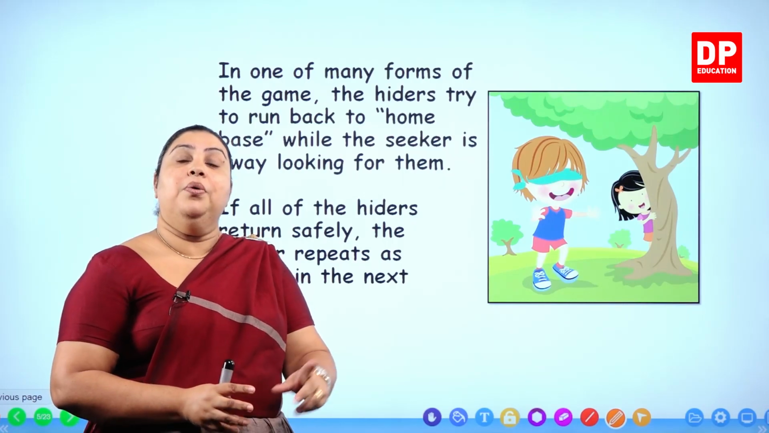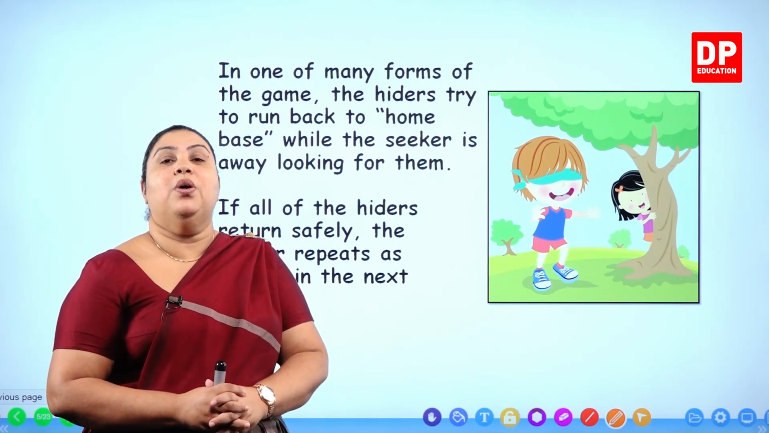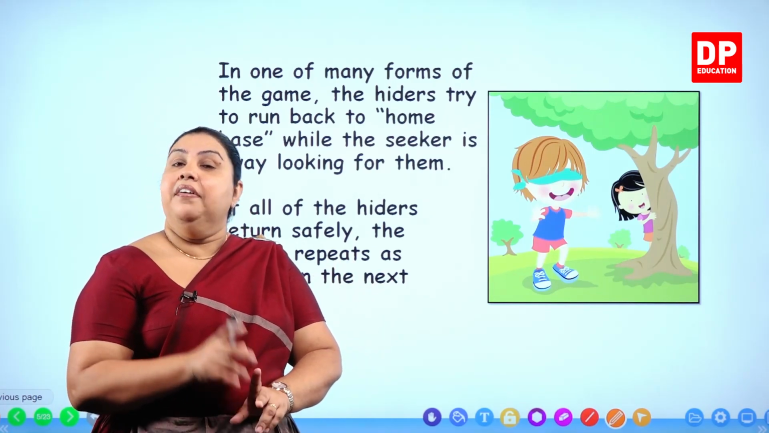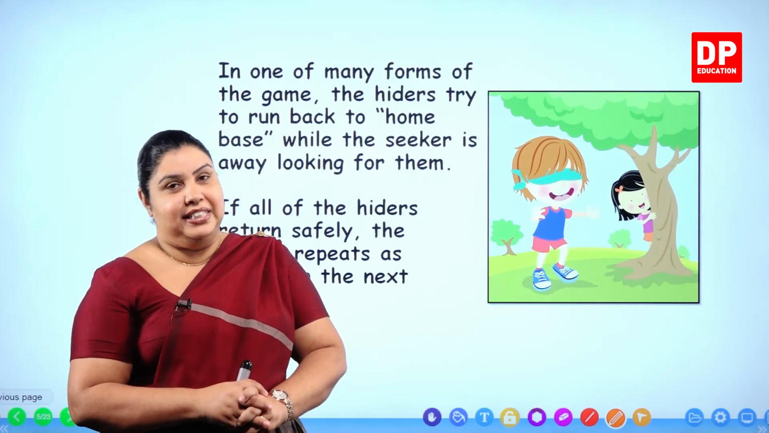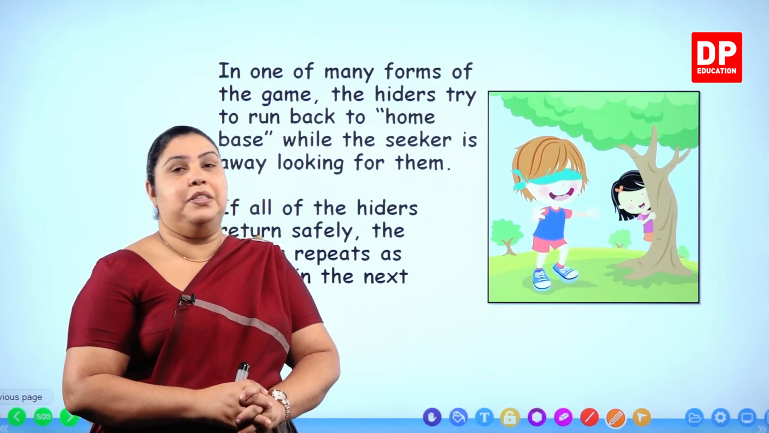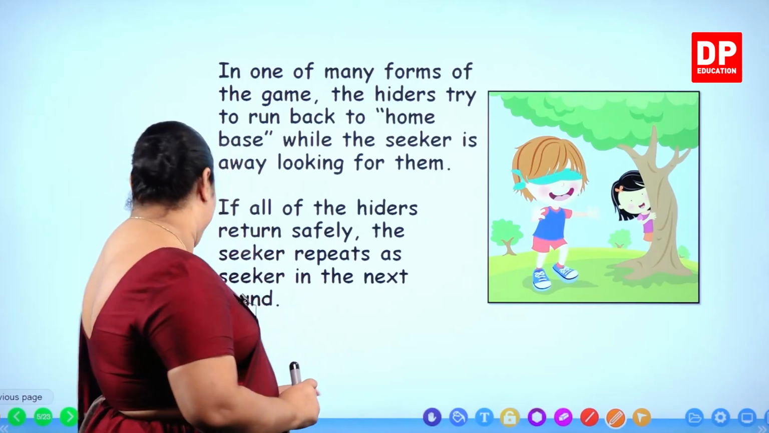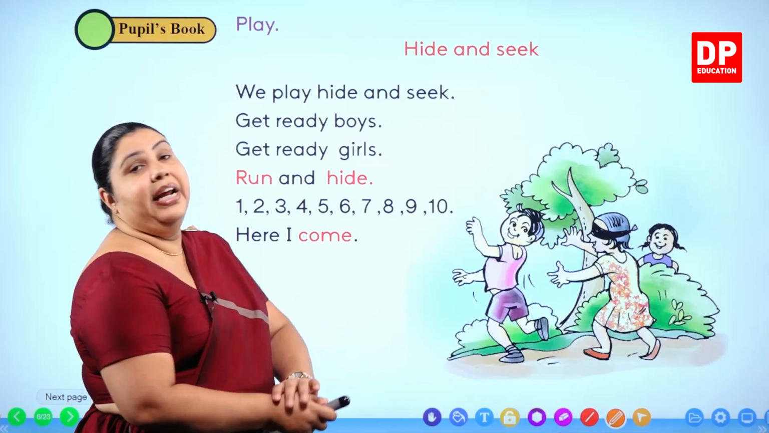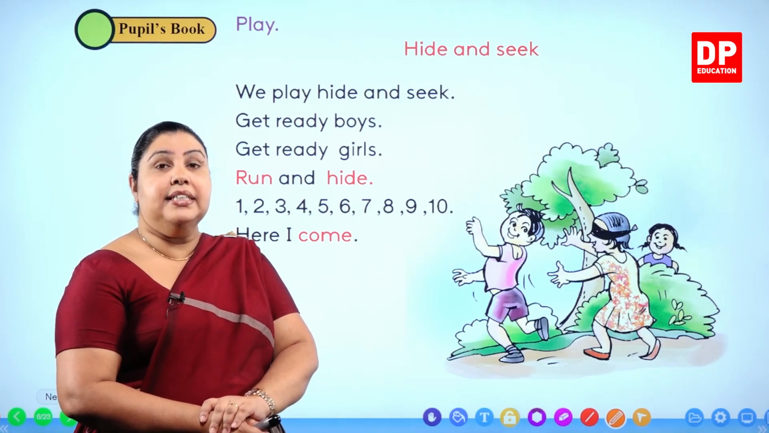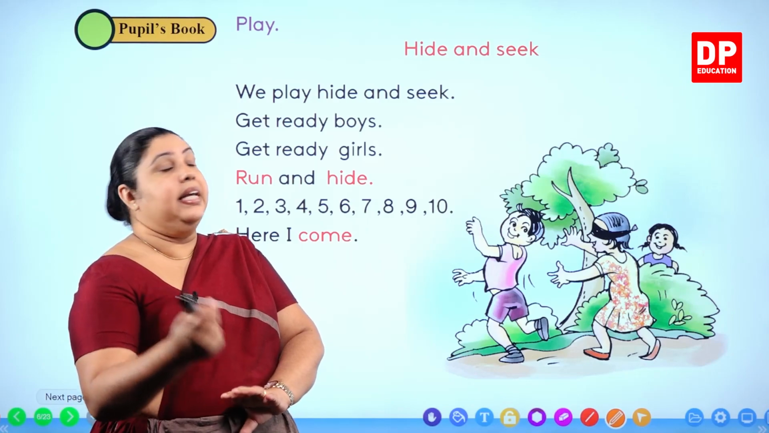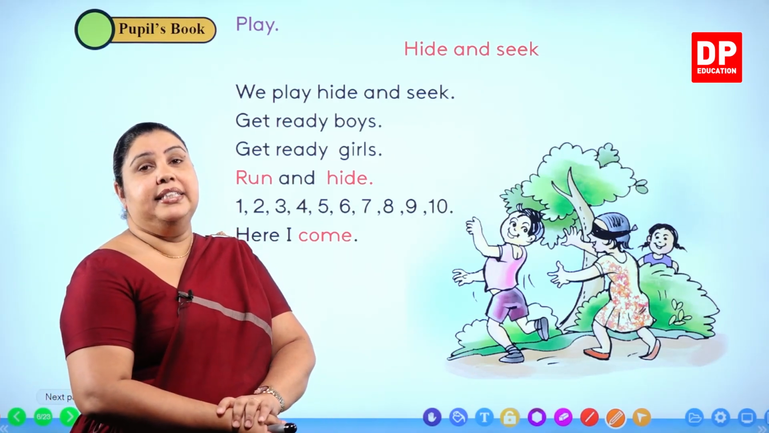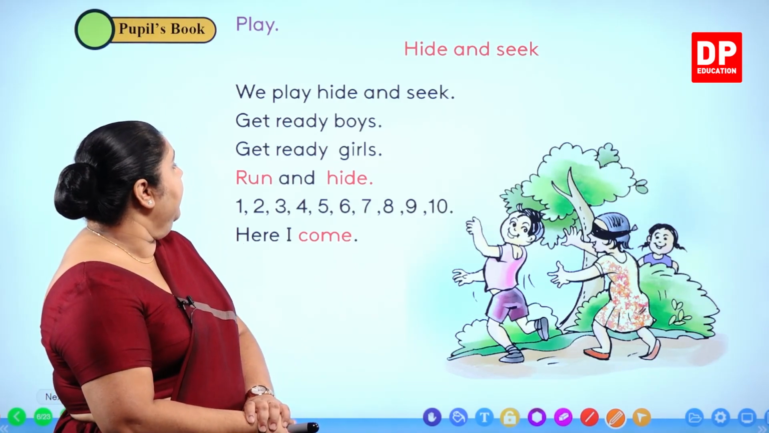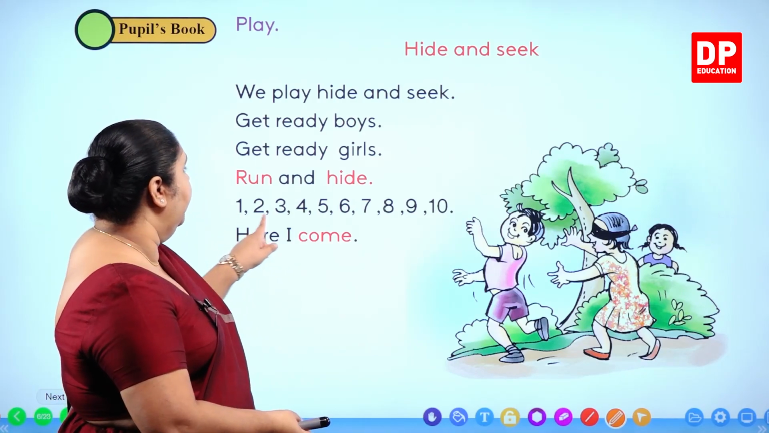So now we are going to go back to our pupils book because we have to see the little lesson that we learned, the little sentences that we read once again before moving on with our lesson. Come, let's go and read our very first picture that we saw in our first slide. Now you all read these little sentences and then you started counting. As I told you, it says we play hide and seek, get ready boys, get ready girls, run and hide, and then we start to count.